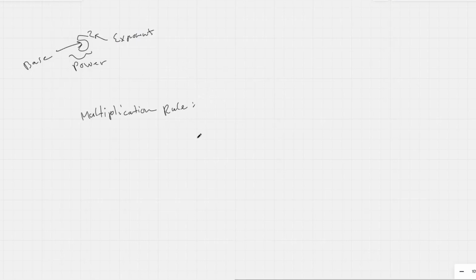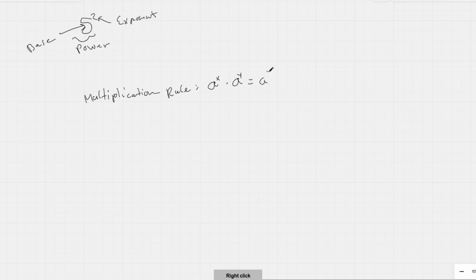So what does the multiplication rule state? Let's say you had the same base, a to the power of x, times, remember, the same base, a to the power of y, right? This is basically equal to a to the power of x plus y. So this is the multiplication rule. So that's what it basically states.